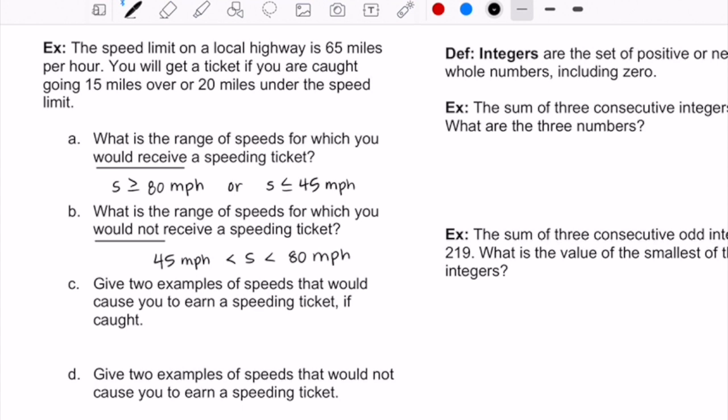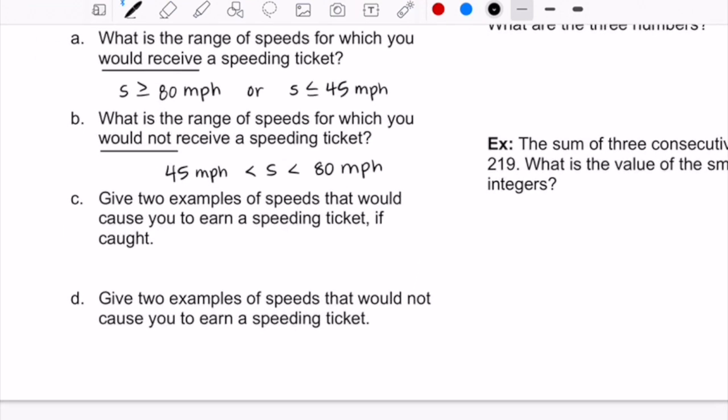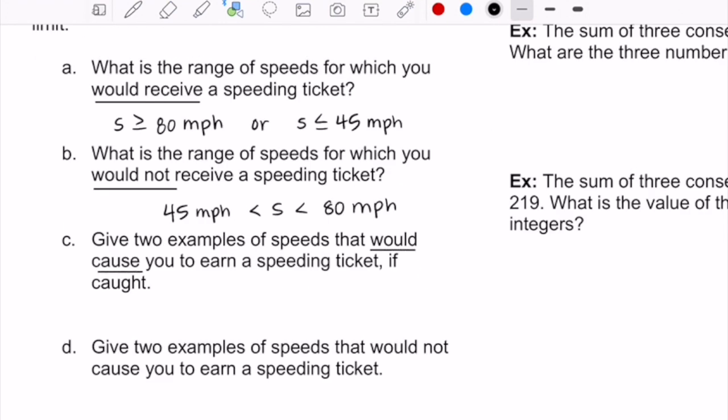In the last two parts on this one, you're giving examples of speeds that would and would not cause you to earn speeding tickets. So you just want to come up with speeds that are within those ranges. For the first one, it says would cause you, and for the second one, it says would not cause you. So for the first one, if you are getting a speeding ticket, it would be anything greater than 80 miles per hour, so let's say 100 miles per hour, and then anything that's less than 45, so let's say 30 miles per hour.